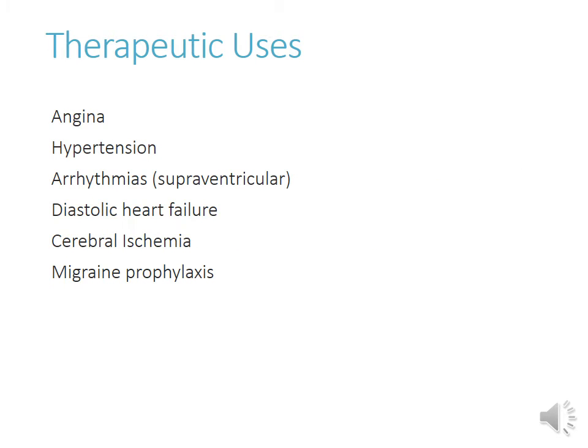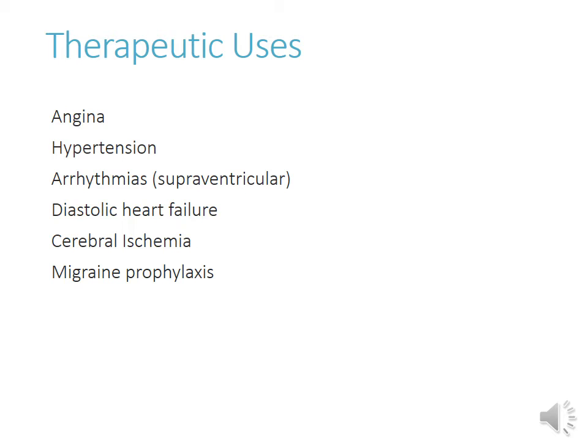So therapeutic uses that we'll see calcium channel blockers being used include angina. That's going to be a big one to help prevent angina from occurring. And that makes sense because if we're having more vasorelaxation, especially of the coronary arteries, that helps to prevent blockages from occurring and leading to that decreased oxygen delivery to the tissue. You see them being used for hypertension. It's probably the most common use.